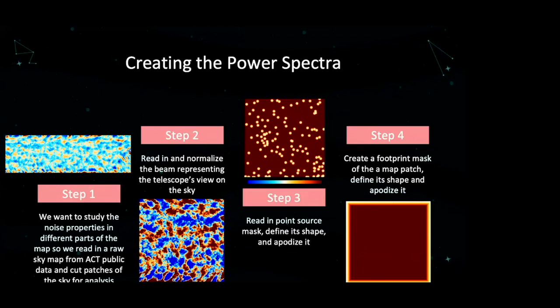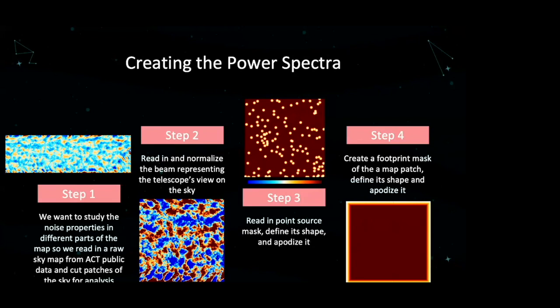Then in step 2, we read in this map patch. We have a beam in the sky that we use, and we normalize that. The beam in the sky represents basically the telescope's viewing window. A larger telescope equates to a smaller beam, which is then more accurate in looking at smaller features.